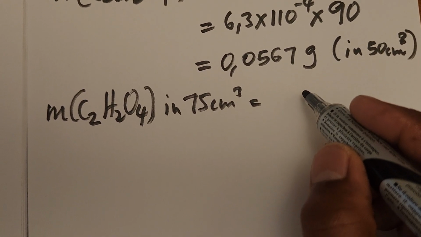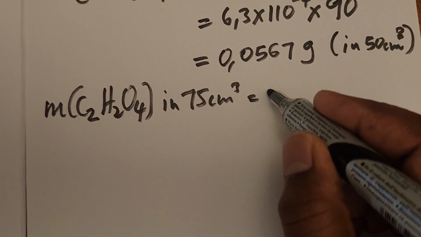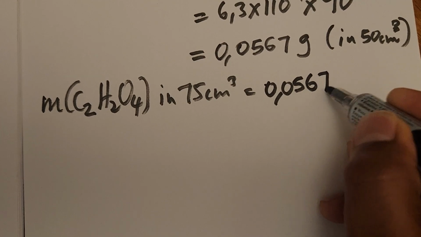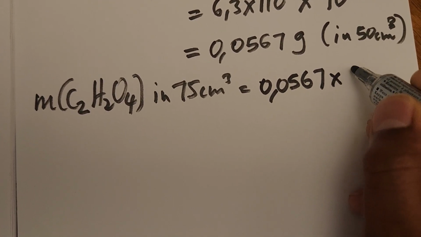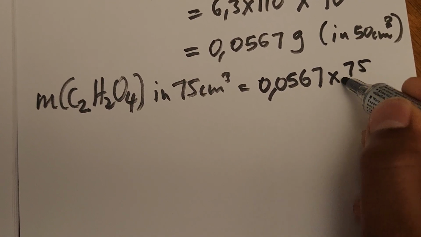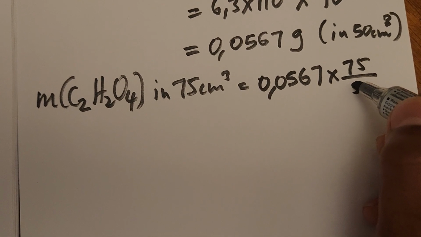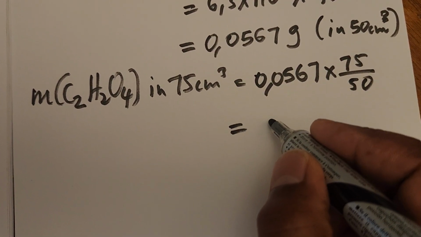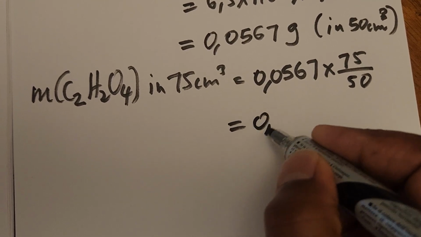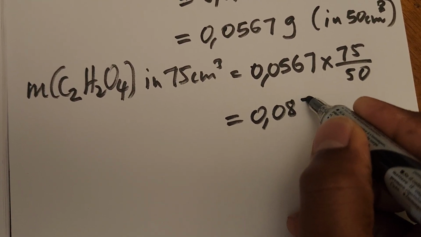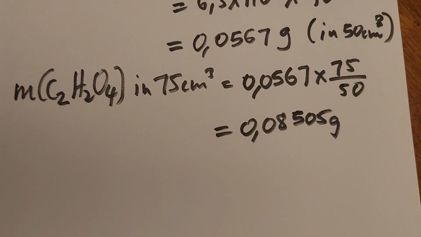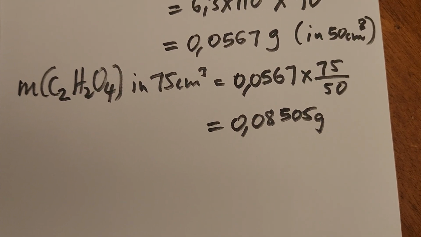obviously this one, 0.0567 multiplied by 75 divided by 50. Therefore this will give us 0.08505 grams. This will be the mass in 75.